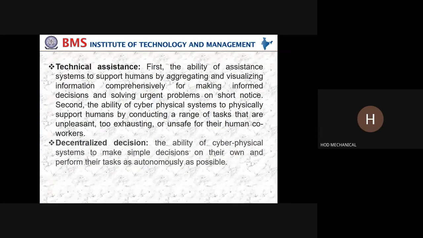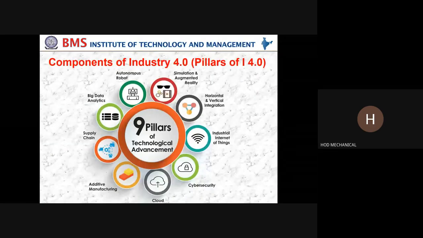Okay, now how the decentralized decision is going to be present. So that is the meaning of this. But these are the four different functions of Industry 4.0. Now this is going to be an important one. This is called the components of Industry 4.0, or the pillars of Industry 4.0.